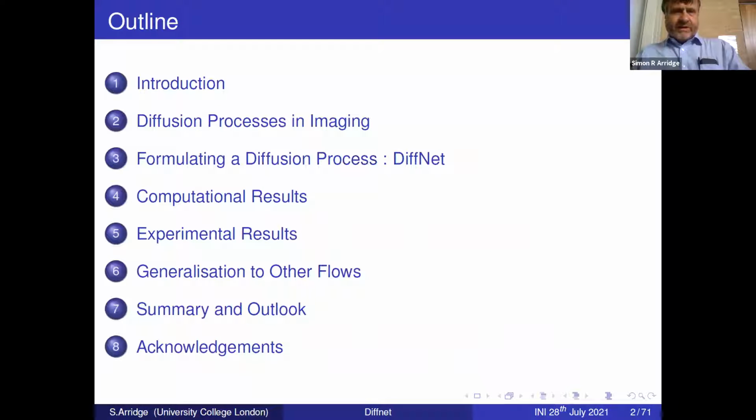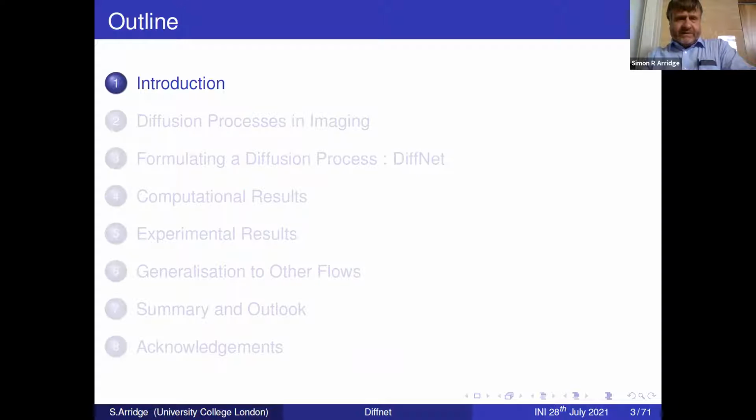So here's the outline of the talk. I'm going to be talking to a large extent about diffusive processes, nonlinear and anisotropic diffusion and imaging, but we also have extended some of these concepts to a few other flow schemes, which I'll come to. Okay, so let's begin.